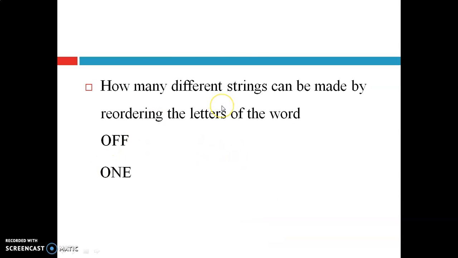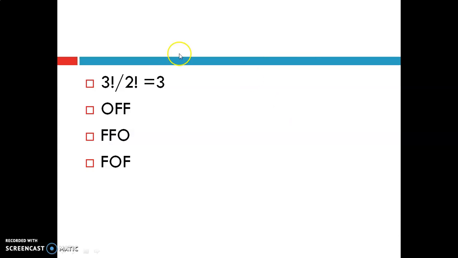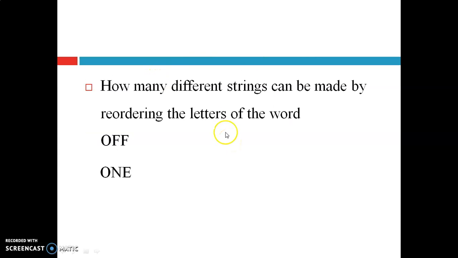Some examples: how many different strings can be made by reordering the letters of the word? If you see the first word, F is repeated 2 times, meaning type 1 is repeated 2 times. In the second word, there is no repetition. So how many different strings can be made by reordering the letters of the word? It is a problem of permutation, so here we use the formula for repeated objects.